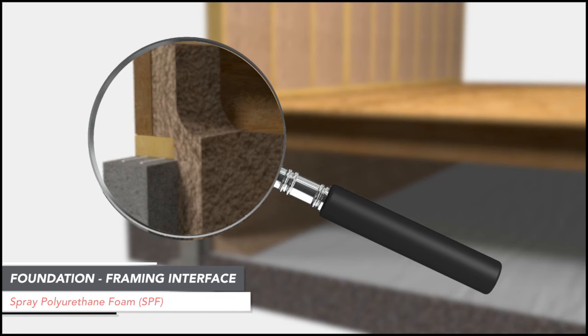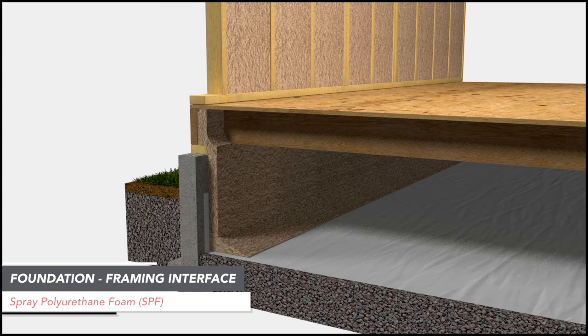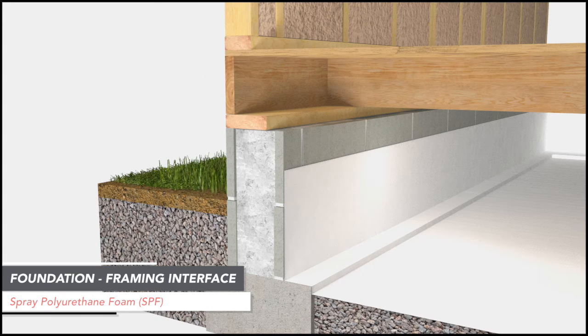In regions where subterranean termites are a problem, SPF and other permanently installed insulations should not cover the side of the sill plate or the top 3 inches of the wall. This enables pest management professionals to perform the necessary visual inspections. It should be noted that building codes in several states in the southeastern U.S. require that these areas be exposed for visual inspection. SPF can still be used to insulate and air seal the foundation framing interface.